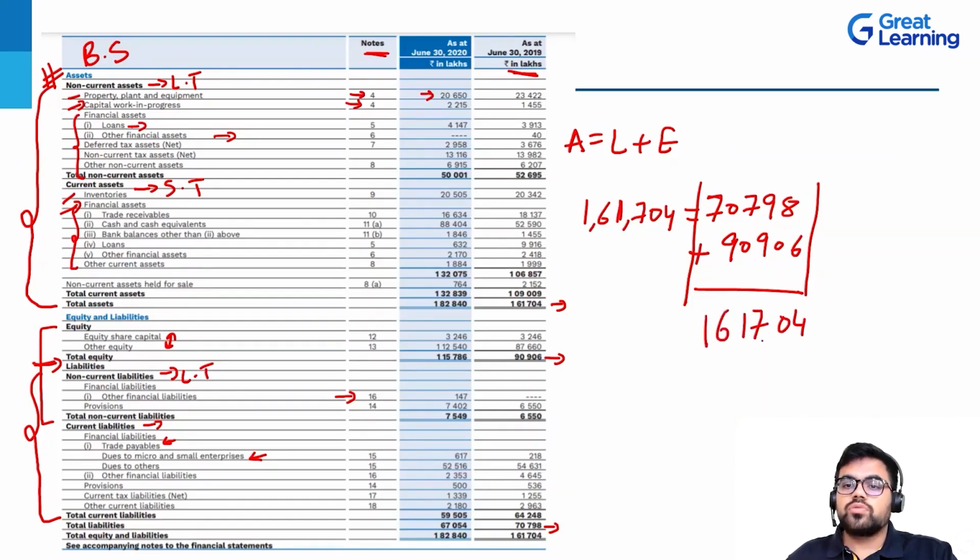We get 1,61,704, the exact same figure as the assets. Now this states that our balance sheet is in balance and the assets equal the liabilities plus equity. Hence, this balance sheet is correct.